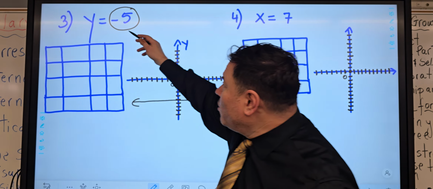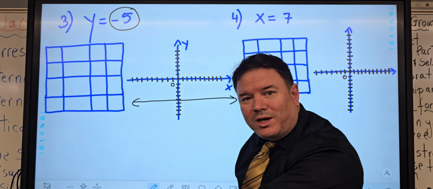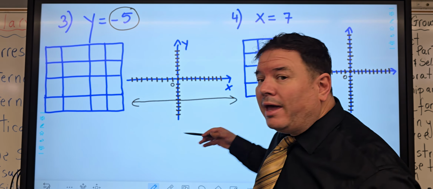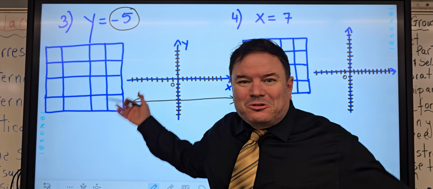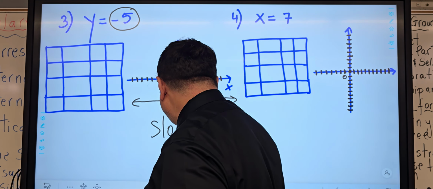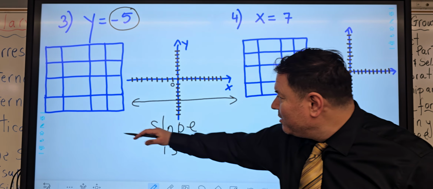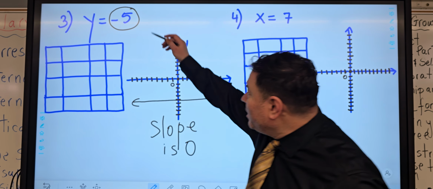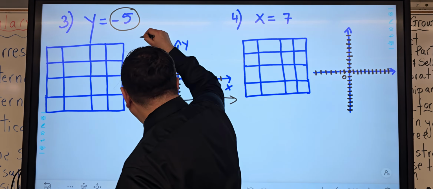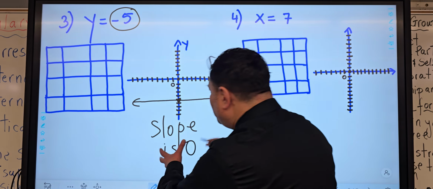So easy. When y equals a number, it's like our ground, our floor in the classroom. The line goes horizontally. And the slope is what? Slope is 0. No slope here, the slope is 0. We go to negative 5, 1, 2, 3, 4, 5, and the slope is 0.